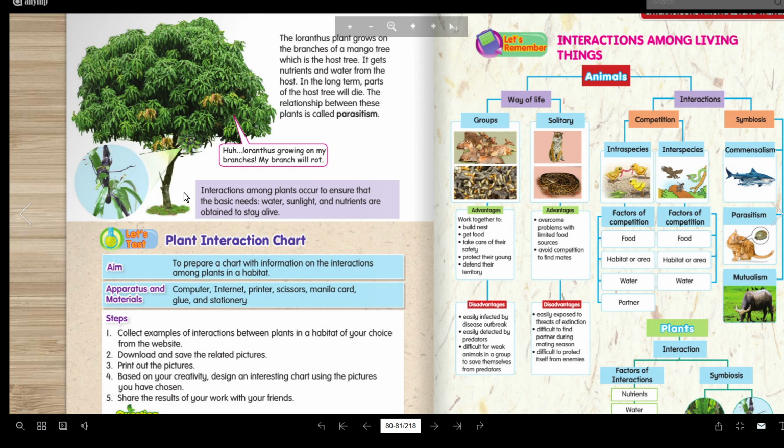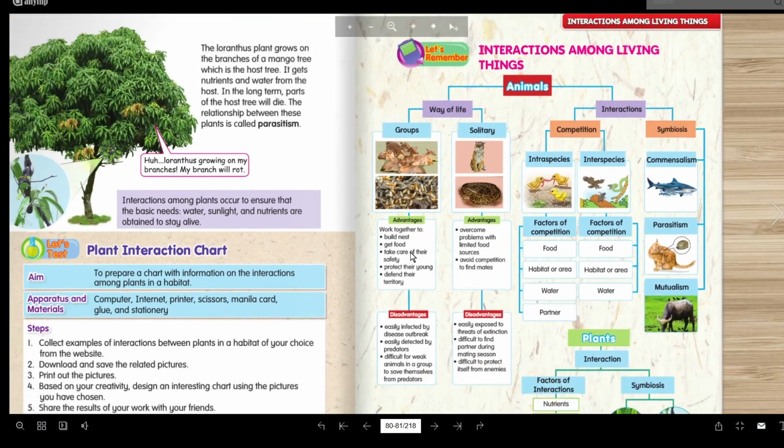So this is called parasitism because the mango tree is getting harmed because of this plant, and this plant is getting nutrients and everything. So this is getting benefit. So this is parasitism. Okay. So interaction among plants occurs to ensure the basic needs. It can be for water, for sunlight, for nutrients, and that is why they compete to stay alive, right?